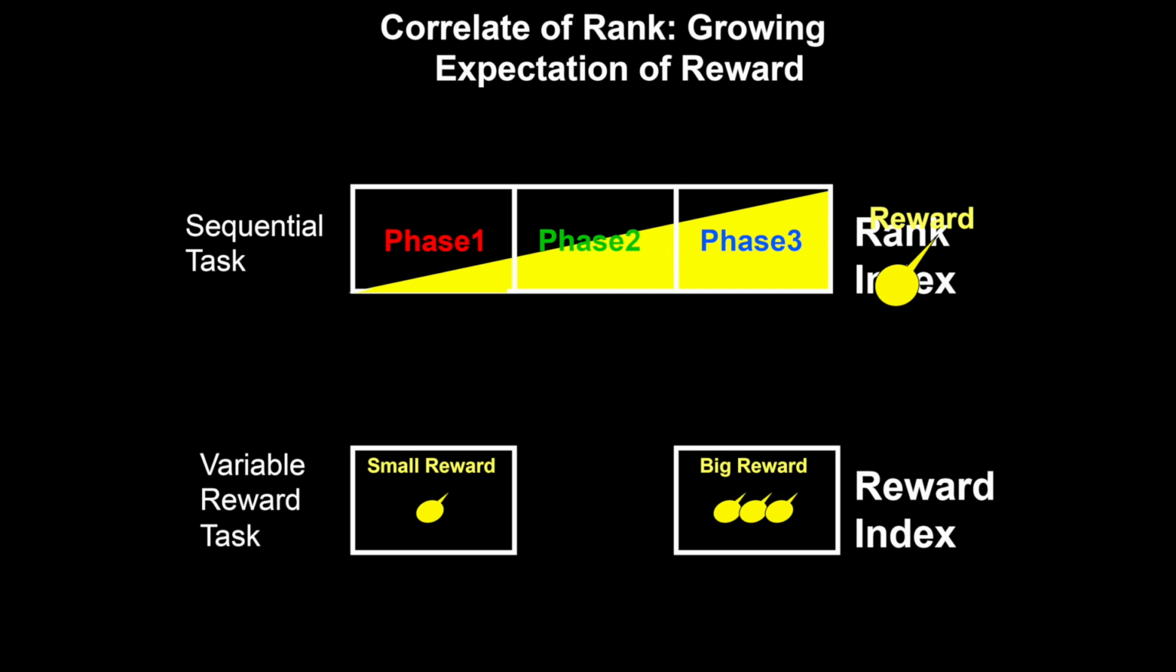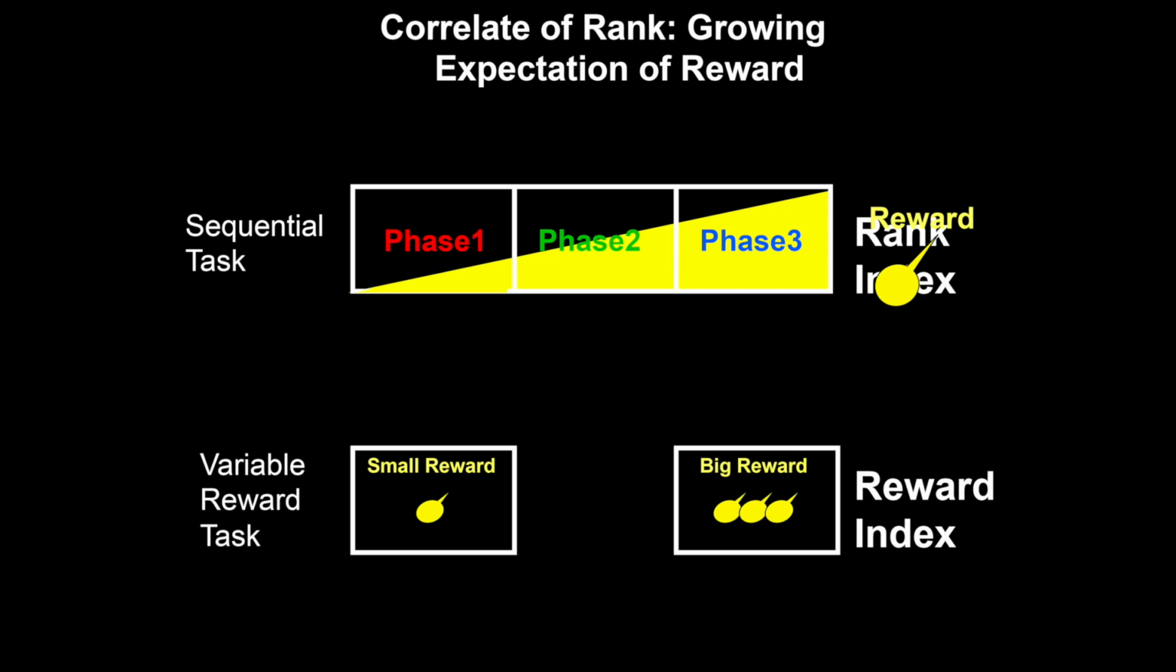Therefore, some of the neurons which signal, let's say, rank 3, in fact, can just signal the higher expectation of reward at the end of the trial. To control for this possibility, we designed a task which we called the variable reward task, in which at the beginning of the trial, we signal by a visual cue to the monkey what amount of reward he is going to get after a very short period of wait, which is approximately half of the duration of phase 1.